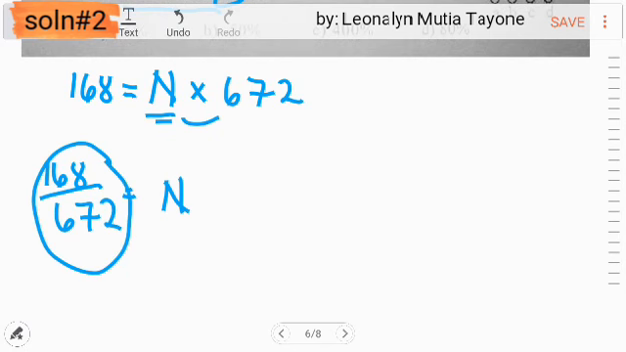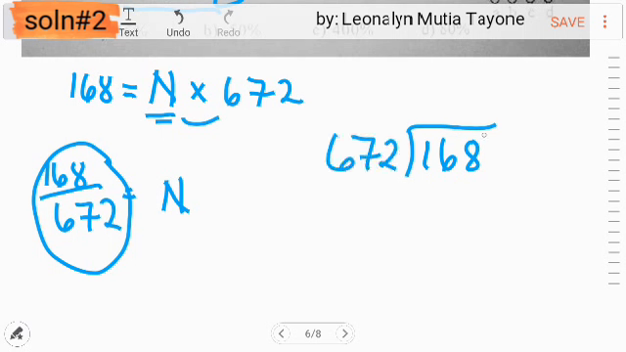So, kung i-divide mo yan, isa-isahin natin. 168 divided by 672. Itong decimal, nandito yung decimal, magdagdag ka ng isang 0 para ma-divide natin. So, we will consider this as 1,680 divided by 672. Mag-round off ka. Ilang 800 si 1,680? Dalawa. 2.